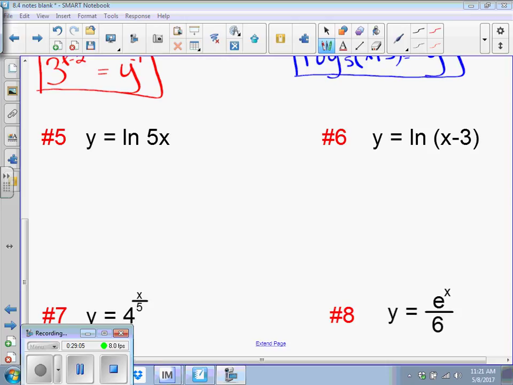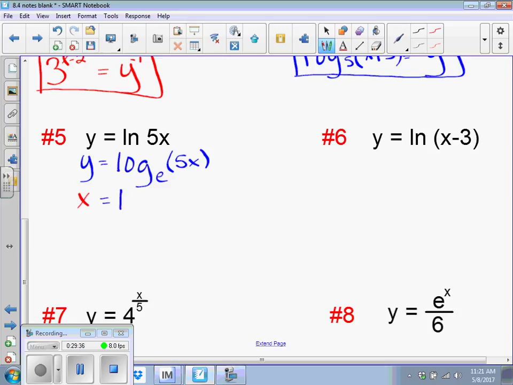Okay, number 5, y equals ln of 5x. ln is the same thing as what? Log base e. So, change that. y equals log base e of 5x. Because when you switch it, you need to know what the base is, right? Now we have to reverse x and y. Switch x and y, correct? So, x equals log base e of 5y.